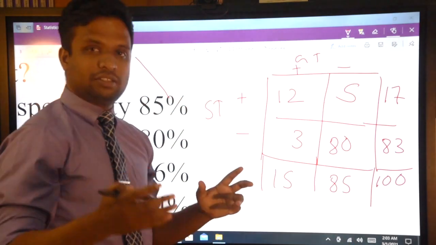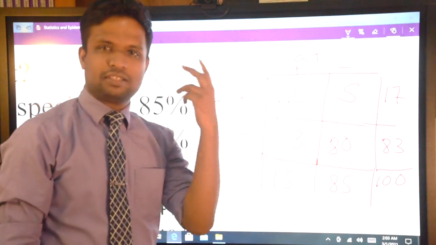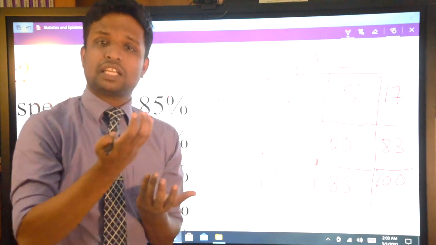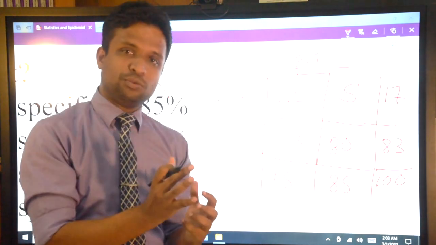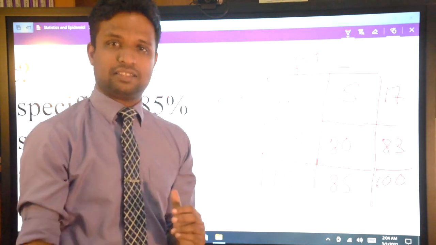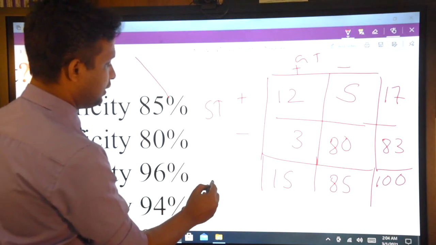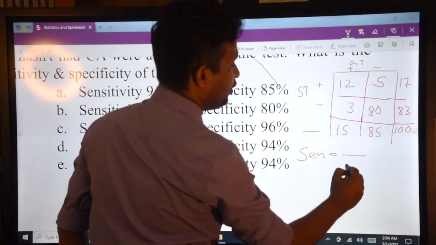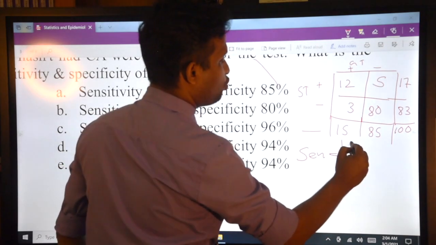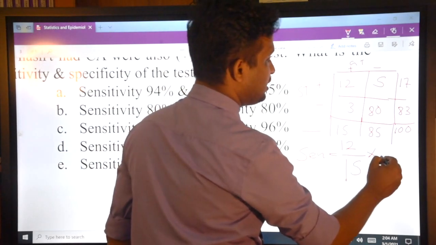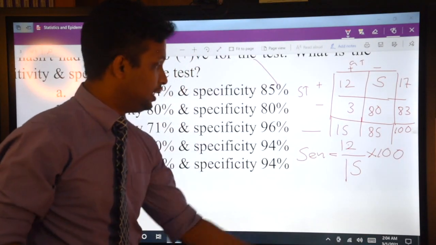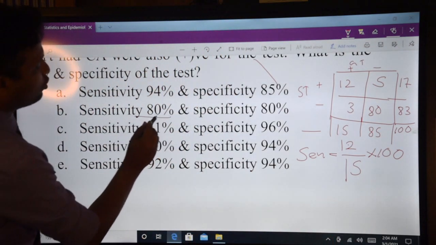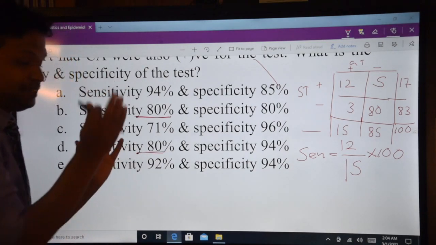So now you are okay. The question is very simple. What is sensitivity? What is specificity? Sensitivity is the ability of the screening test to identify positives, or the diseased people, as diseased. So you can easily do that. The sensitivity is, out of 15 patients, 12 diagnosed correctly, so 12 by 15 into 100, that is, sensitivity equals 80%. So we have 2 answers here, this one and this one. So all the other answers are out.